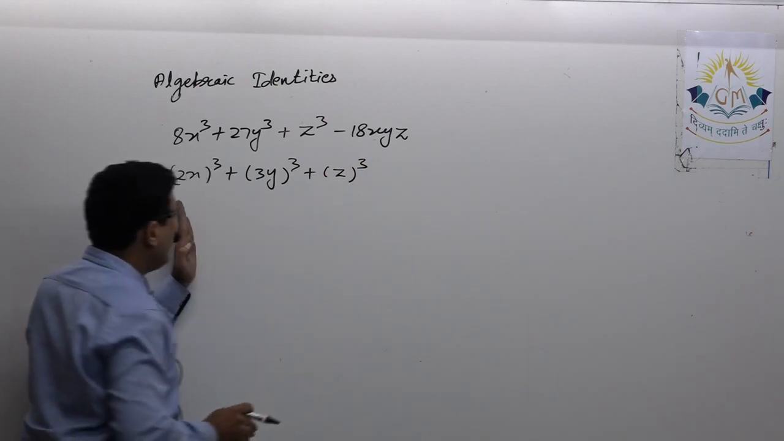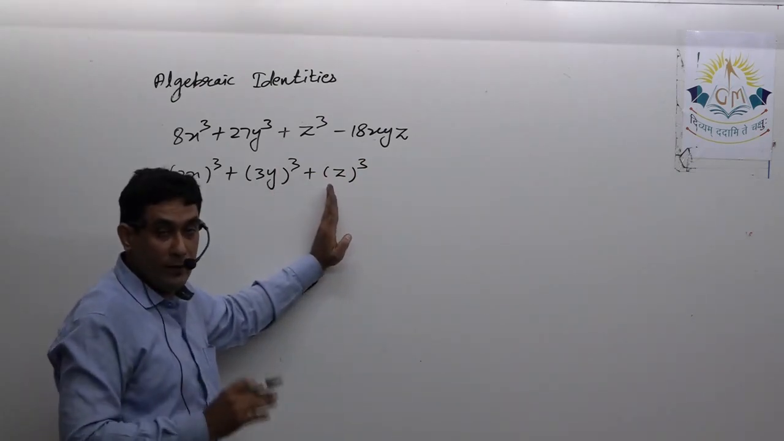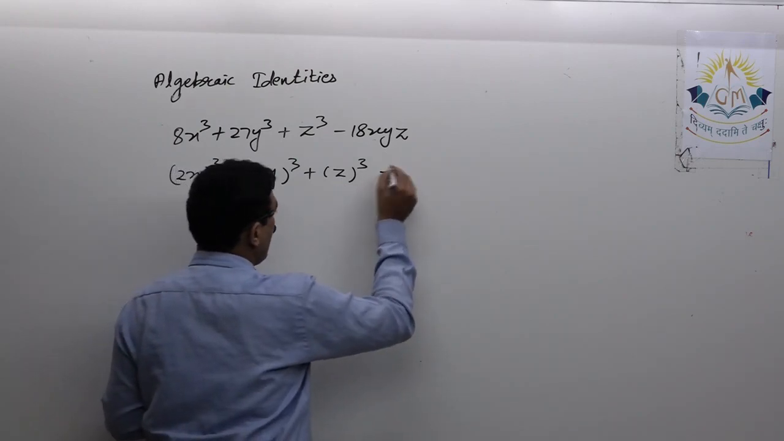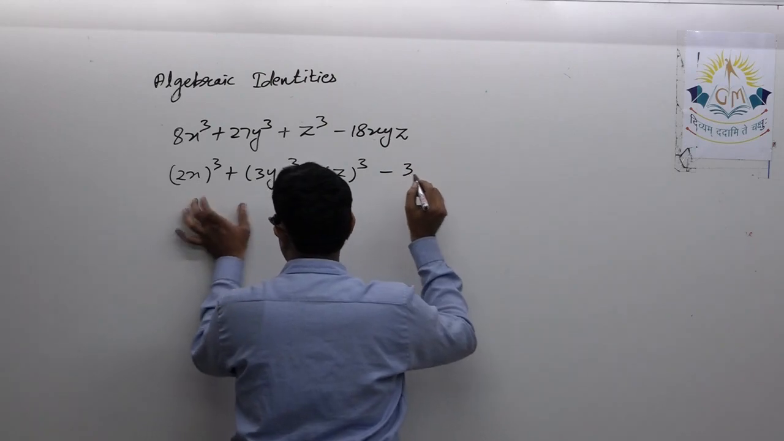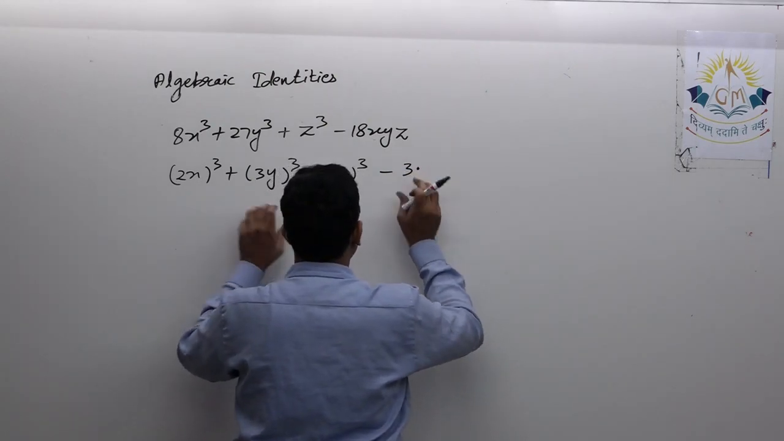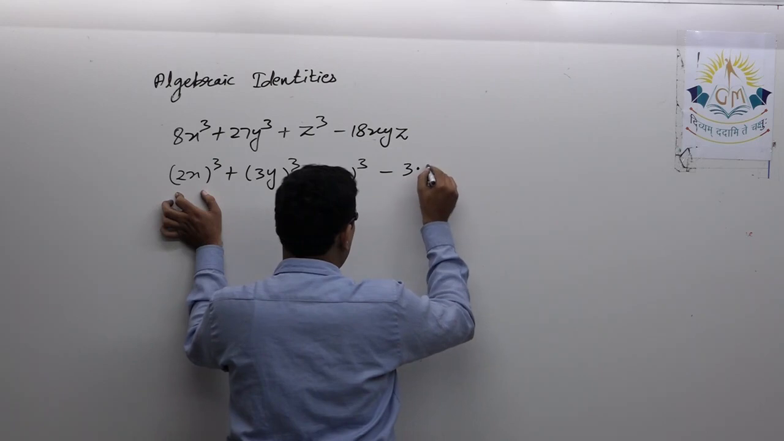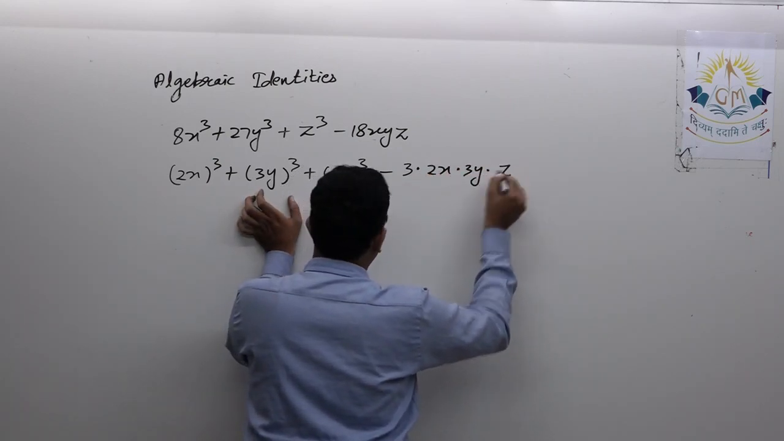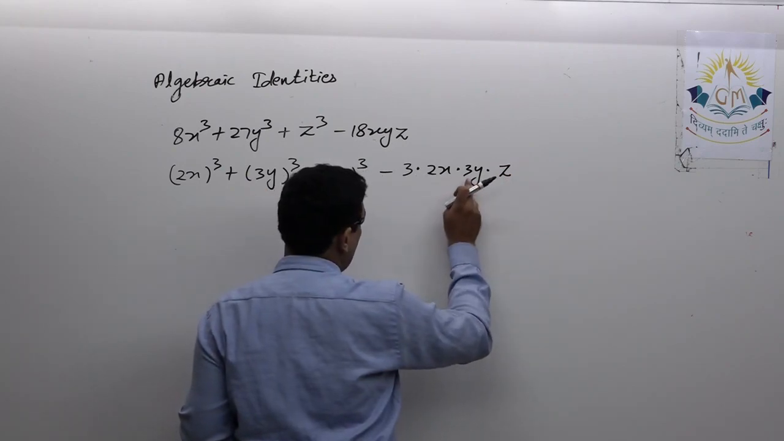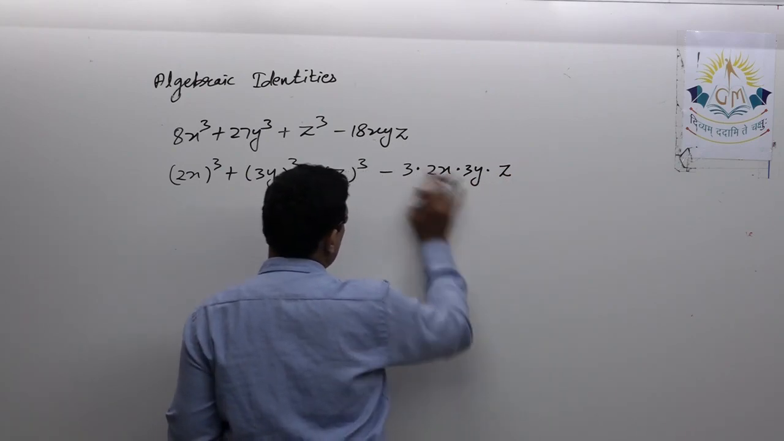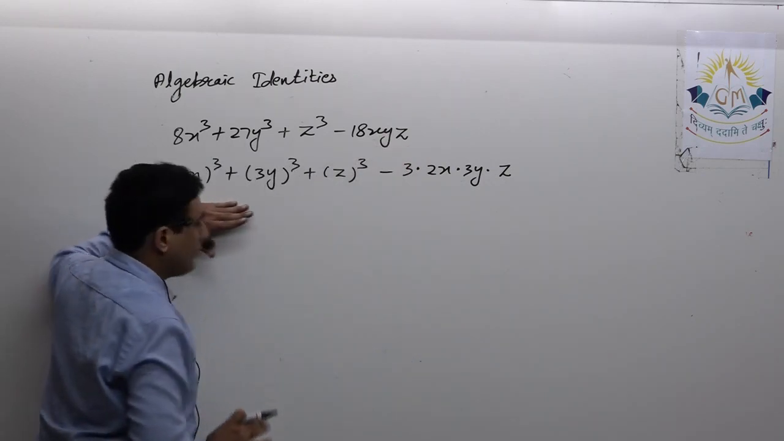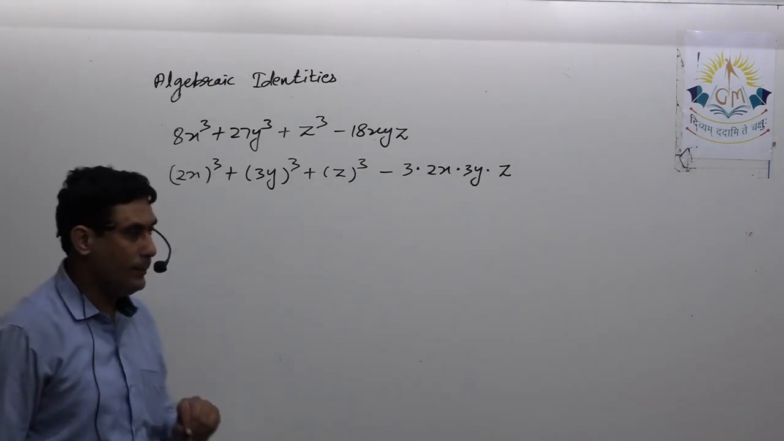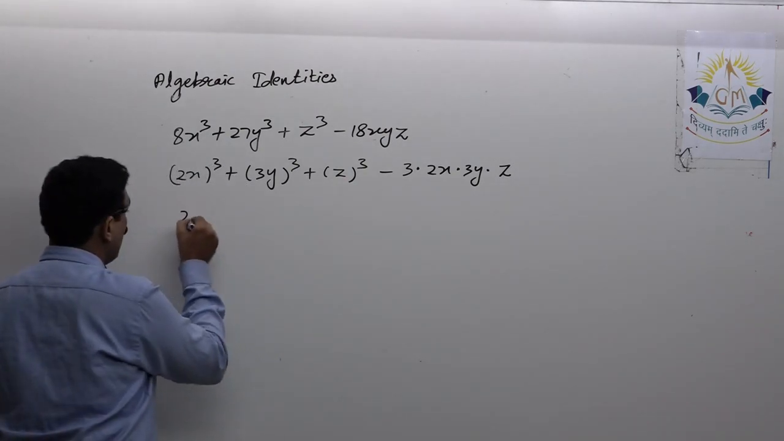So I have a cube plus b cube plus c cube. Now if I have minus 3abc, then it is easy to factorize. So let me check, is it possible to write these three terms in the form of minus 3abc? So I wrote minus 3, a I took as 2x, b I took as 3y, and c I took as z. Now on multiplication, yes, I am getting 18xyz. That means this exactly fits the identity of a cube plus b cube plus c cube minus 3abc.